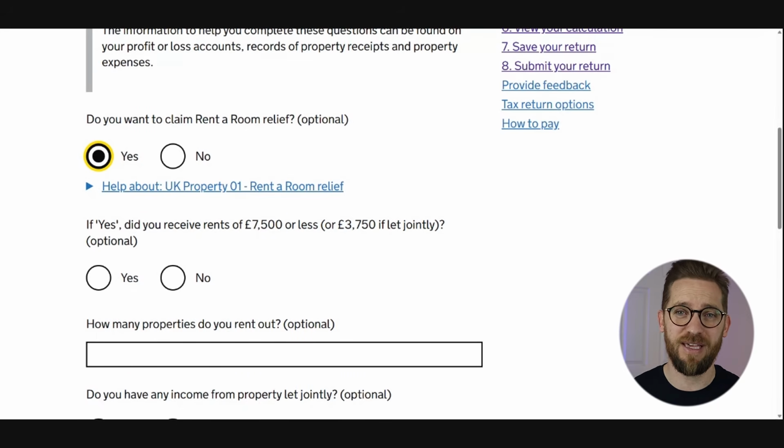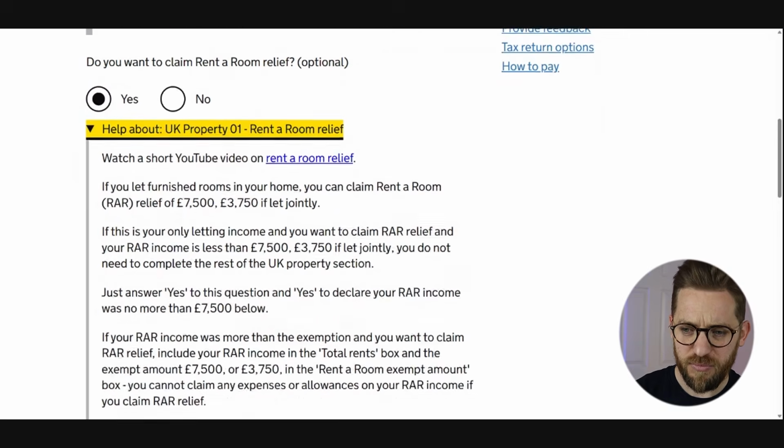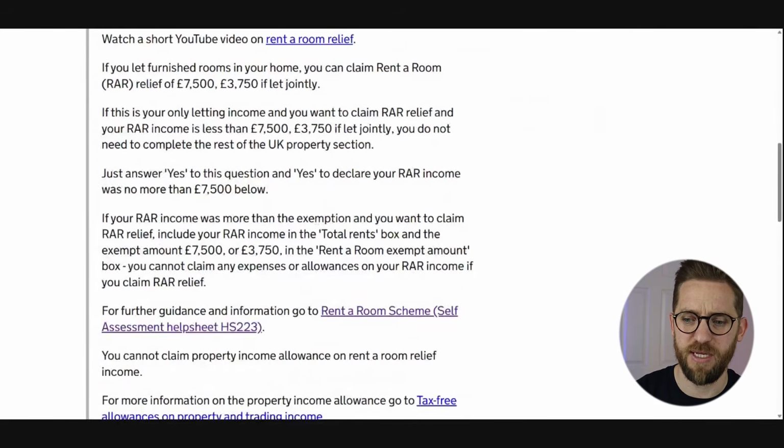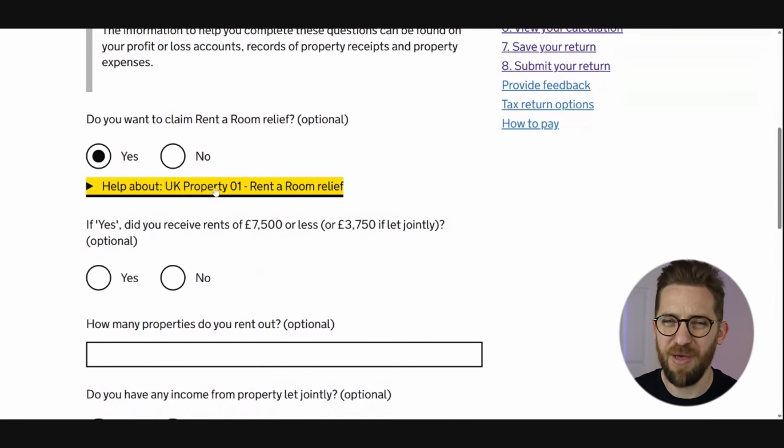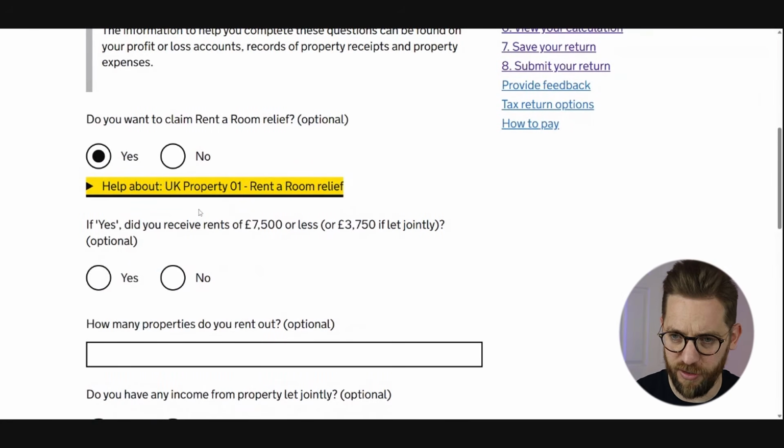If you're splitting that income with someone else, if you're letting jointly, then it's split and you get £3,750 per person. But yeah, considerable allowance and good if you do qualify for this, but it does replace your expenses. And you can see here, you've got a bit more information if you do need some additional info on rent-a-room relief. It would replace any expenses or anything that you did have for your property. So I'll say yes to that one.